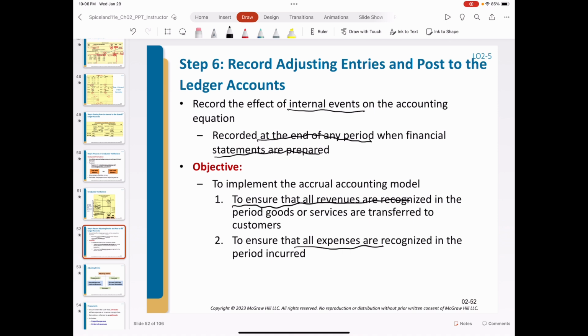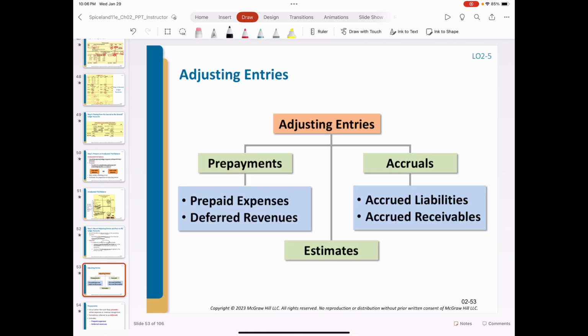The adjusting journal entry also reflects the spirit of accrual accounting. You will see that during my introduction. There are 3 types of adjusting journal entries. Here I only introduce 2. One is prepayments, the other is accruals. Estimates I will introduce later.